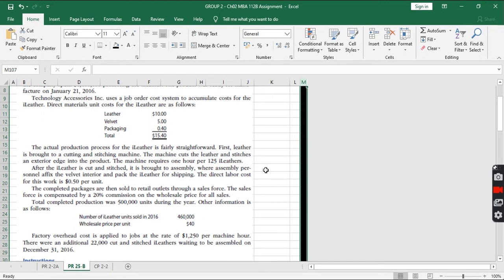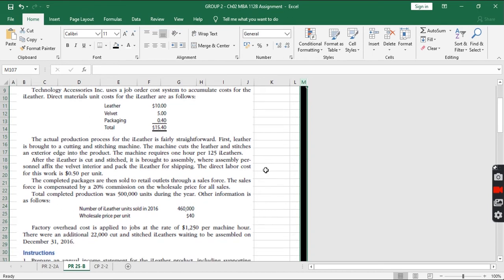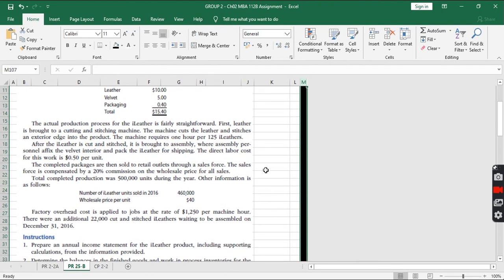After the iLeather is cut and stitched, it is brought to assembly, where assembly personnel affix the velvet interior and pack the iLeather for shipping. The direct labor cost for this work is $0.50 per unit. The completed packages are then sold to retail outlets through a sales force with a commission of 20%. Total completed production was 500,000 units during the year.